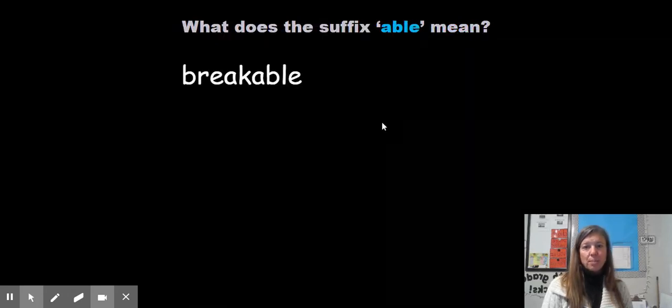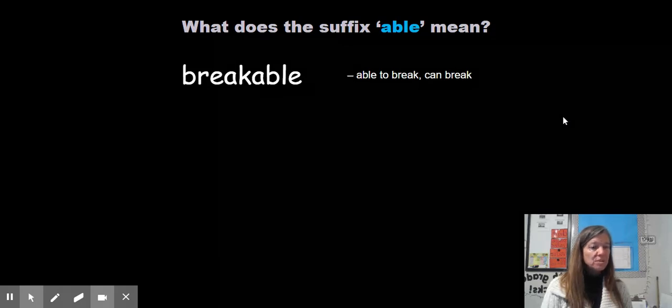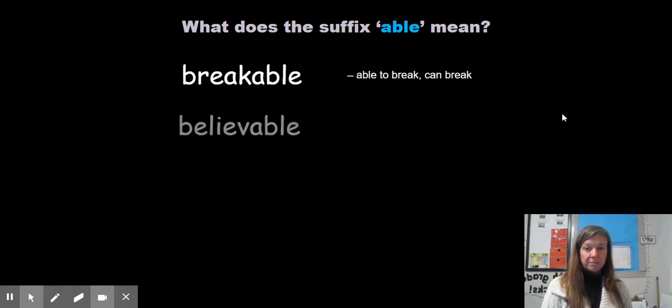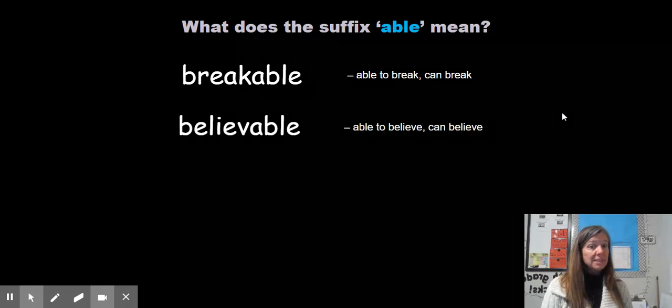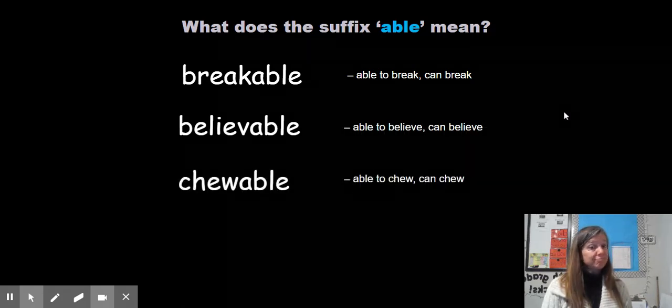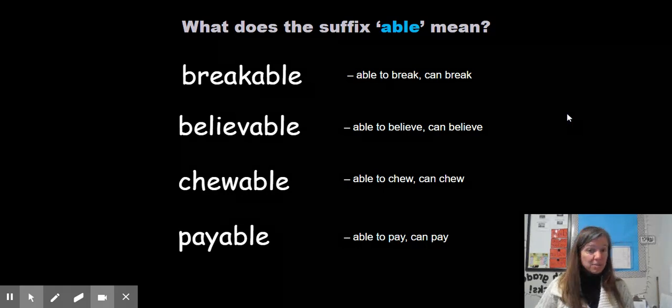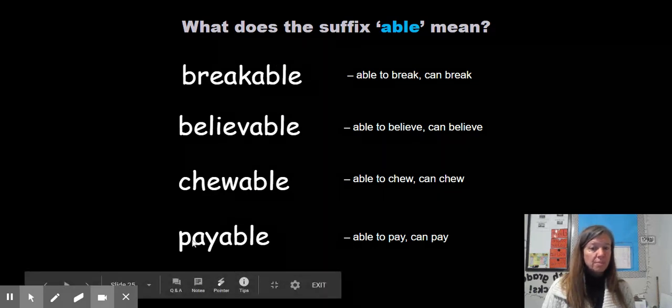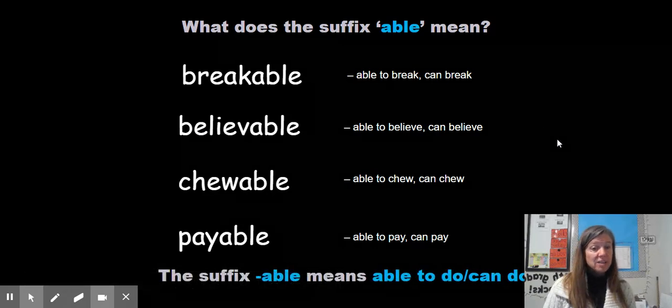All right, breakable, able to break, can break. Believable, able to believe or can believe. Chewable, able to chew or can chew. Payable, able to pay and can pay. So with the suffix able, the base word comes before it. So able means able to do or can do.